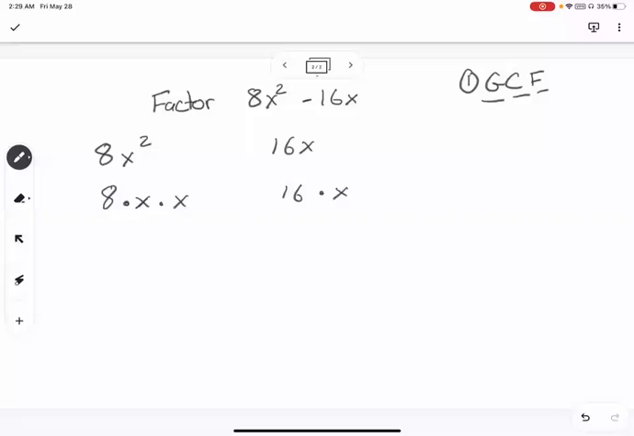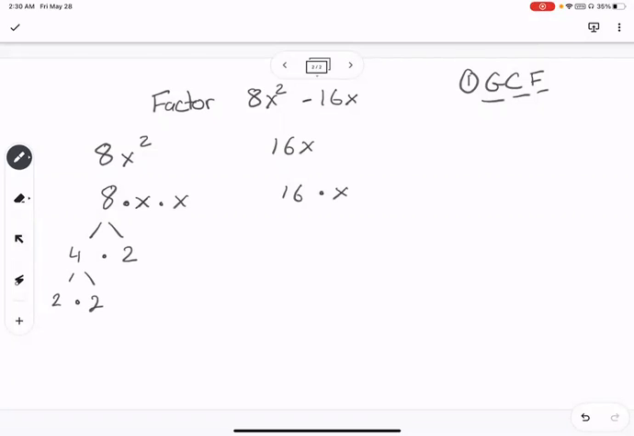Okay. Now I want to find the prime factors of 8. So what multiplies to get the number 8? We have 4 times 2. Now I have one prime factor there. And we have 2 times 2. Now, those are all my prime factors. I can't go any further.